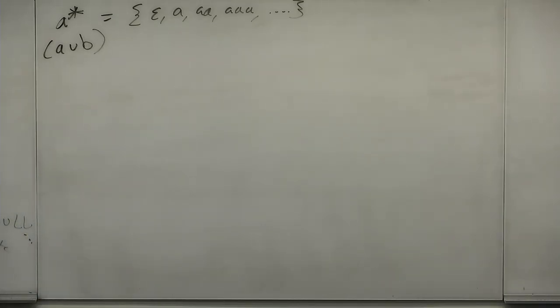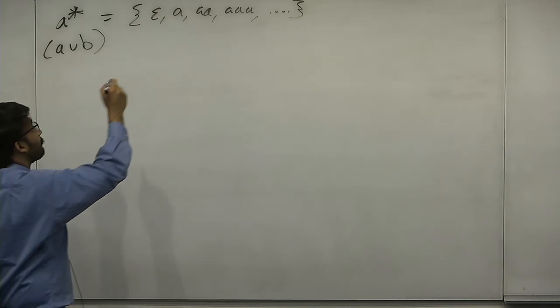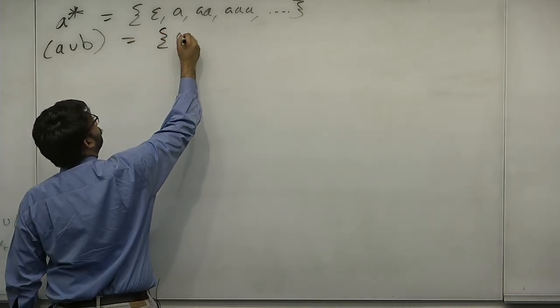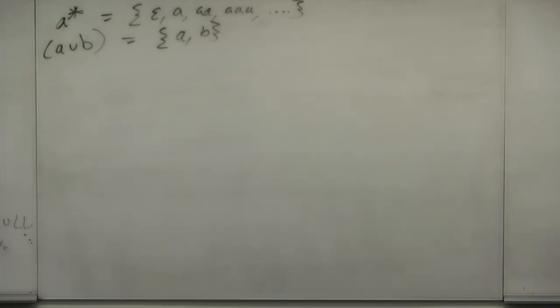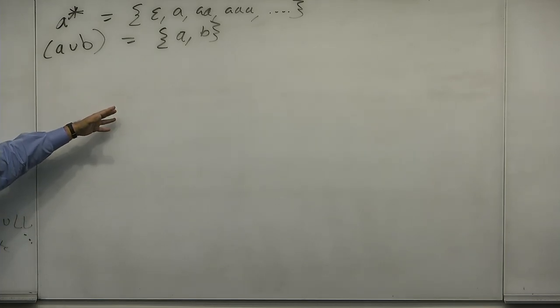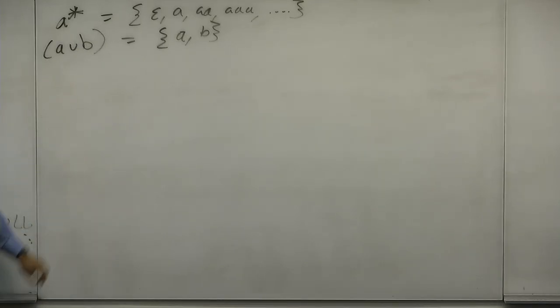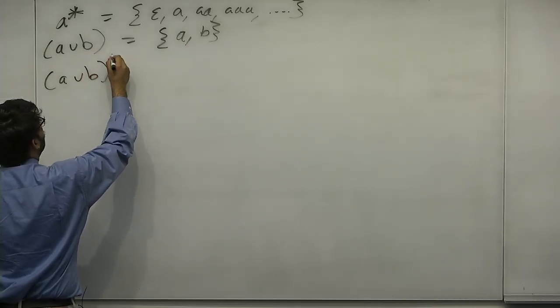What is A union B a regular expression for? Set containing A and B. Right. Take the definition here of the union of the two languages. The language of RI is going to be just the language A. RJ is the language just containing B. So the union of those is just going to be those. This is another way you can write the set containing A and B. What about (A union B) star?